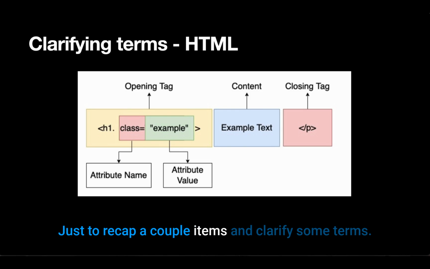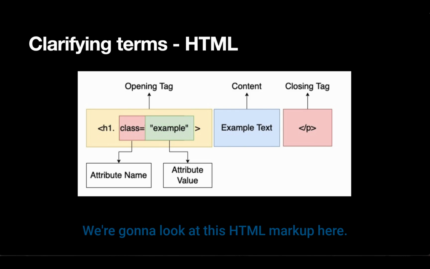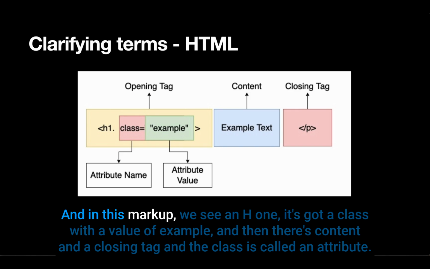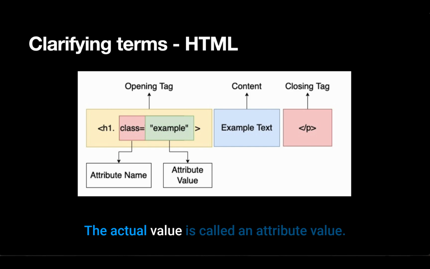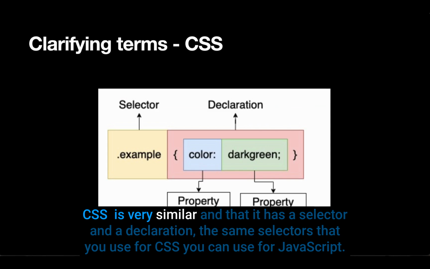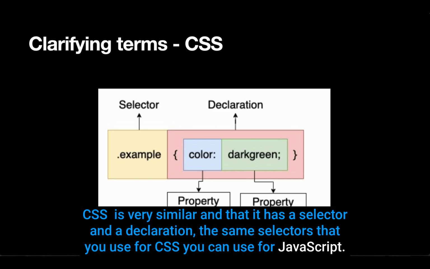Just to recap a couple items and clarify some terms, we're going to look at this HTML markup here. And in this markup, we see an H1. It's got a class with a value of example, and then there's content and a closing tag. And the class is called an attribute name, and the actual value is called an attribute value. CSS is very similar in that it has a selector and a declaration. The same selectors that you use for CSS, you can use for JavaScript.